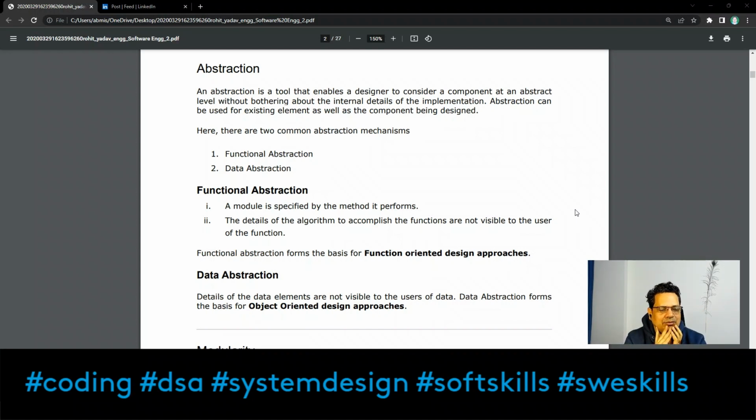For those people who have worked earlier on any kind of model view controller system, where model and controller are equivalent and view is silent, in those scenarios you will see that these two points are very meaningful, right? Functional abstraction and data abstraction are very, very meaningful. When I talk about functional abstraction, it is like a module is specified by the function it performs. The details of the algorithm to accomplish the function are not visible to the user of the function.